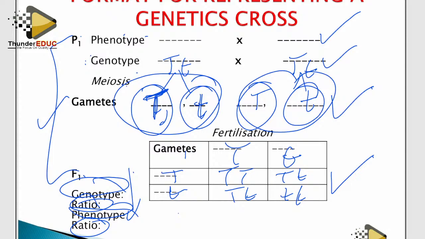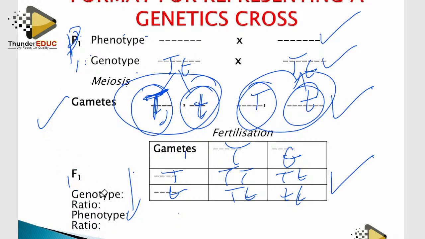The second point: write everything. Why am I saying that? When you write P1, don't wait to write F1. Start with the P1, F1, because sometimes you write P1 and you forget F1. Please, please.